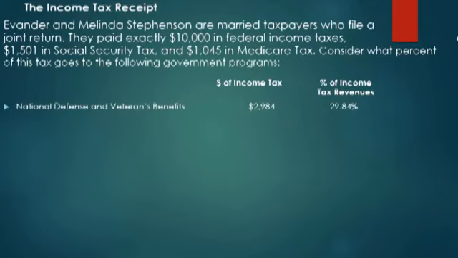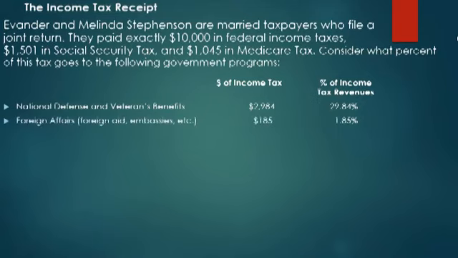So first, we've got national defense and veterans benefits. Well, out of $10,000 in taxes, about $2,984 would be going to that benefit. Once again, a little bit of an asterisk on these numbers, but I'll explain why after. So 29.84% of income tax revenues is going to go to national defense and veterans benefits.